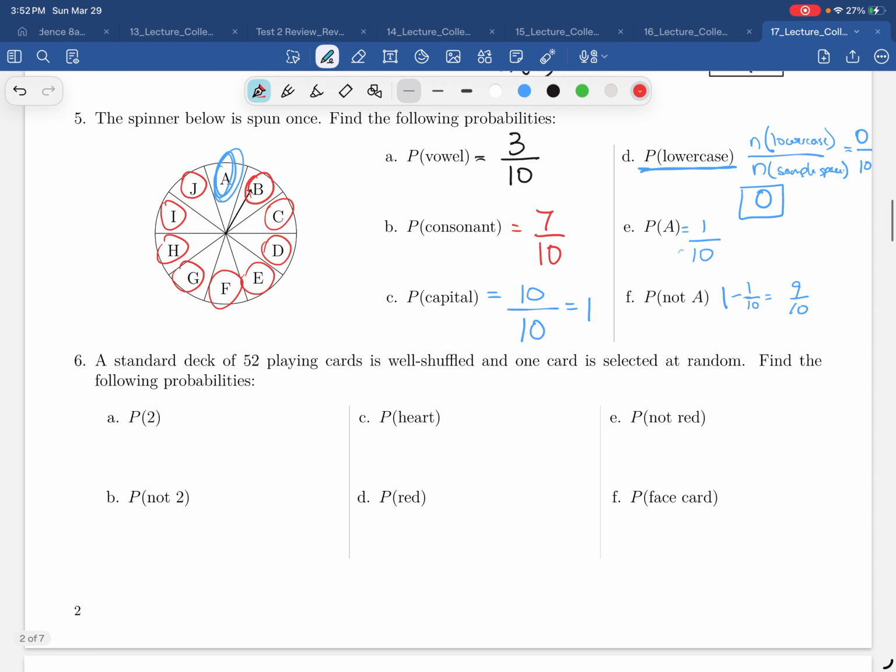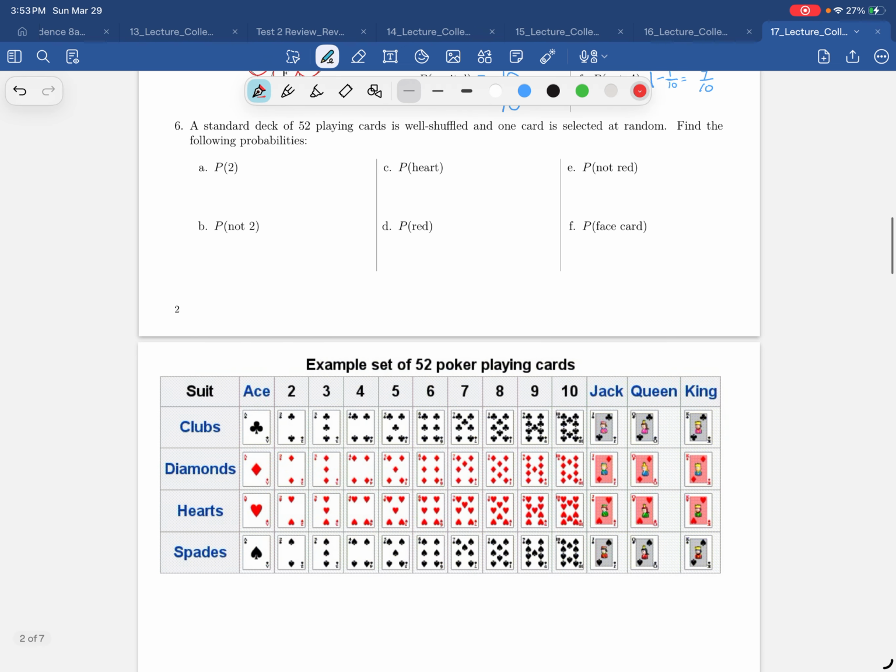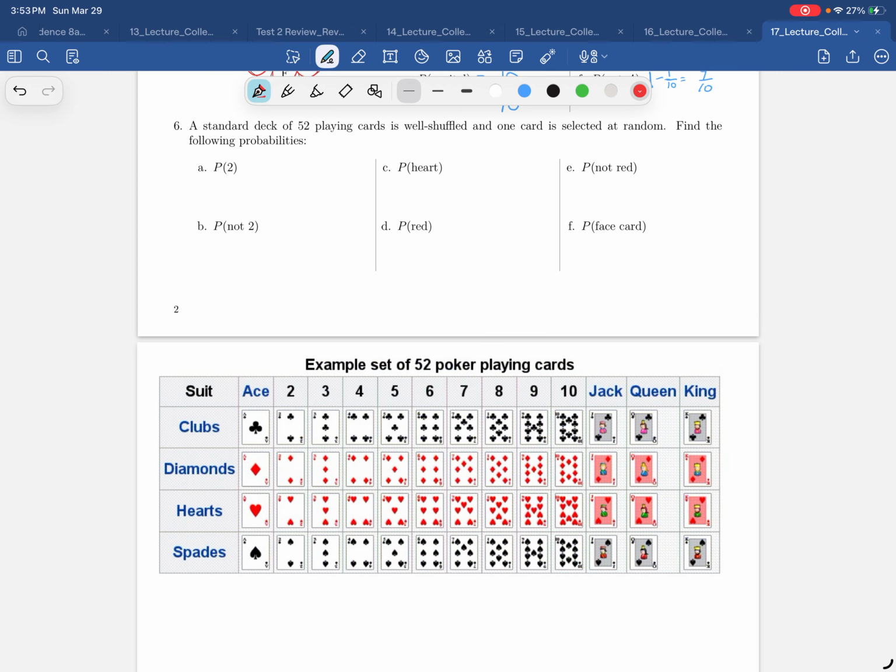Next, let's look at a deck of cards. If the deck of cards is shuffled well and we choose one card at random, find the probability of choosing a 2. Well, the thing about a deck of cards is you have to actually know what's in it in order to do this problem. So let's go ahead and take a look at a deck of cards. It's not hard. If you didn't grow up playing cards, that's okay. It's very easy to know what's in a deck of cards.